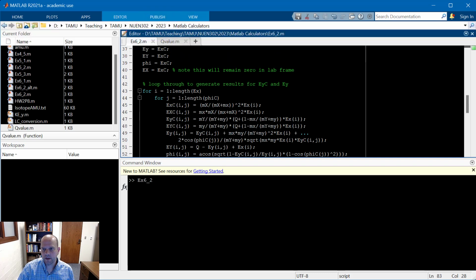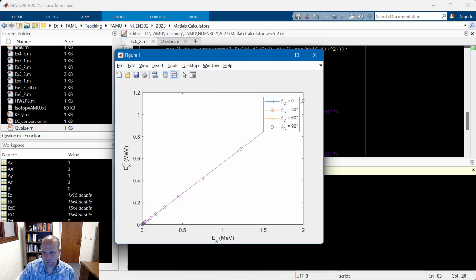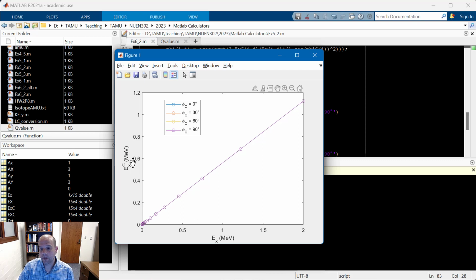So if I run this, I'm going to get 5 figures popping up here. So let's look at these one by one. The very first figure is my energy of the projectile. And so as I go from 0 to 2 MeV, I'm always seeing something less than, as I knew it would be, something less than in my center of mass reference frame. And so I've got my 4 angles that I'm considering as part of the problem statement, but again, it's not dependent on those angles at all. I could put anything in there, it's not going to be a function of angle at all.